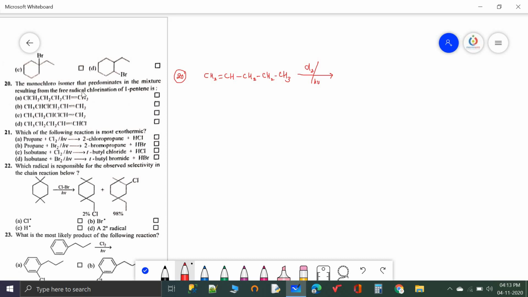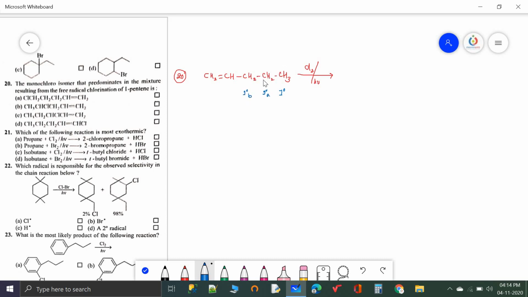So they are expecting the free radical chlorination reaction. Free radical chlorination never happens on the double bonded carbon atoms or triple bonded carbon atoms. It happens only on the saturated carbon atoms. Here three types of saturated carbon atoms are there. Now let's try to assign the numbers. This is the primary, this is secondary A, this is secondary B.